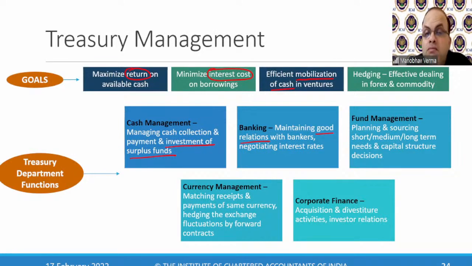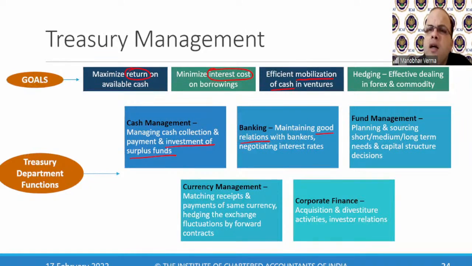Whether we can time our forex payments and receipts in such a way that we minimize the exposure to any kind of forex fluctuations. And one important function which has gained significance over the years is the corporate finance responsibilities, guys. That happens where you're talking about acquiring other corporates, doing due diligence, valuing the businesses, and entering into acquisition, or even splitting up if you want to specialize in certain activities, and of course maintaining the investor relations as well.